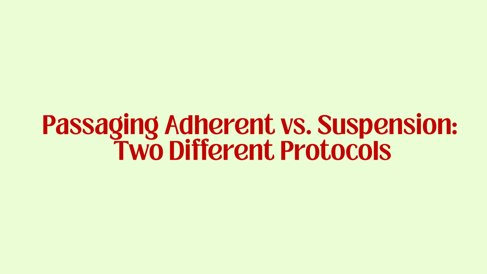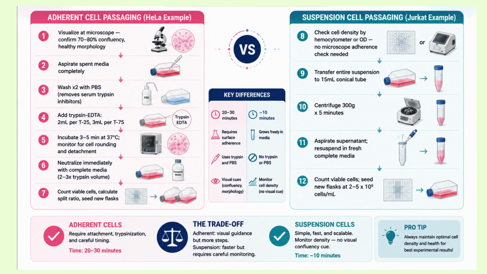Passaging adherent versus suspension, two different protocols. Adherent cell passaging, HeLa example. 1. Visualize at microscope, confirm 70 to 80% confluency, healthy morphology. 2. Aspirate spent media completely. 3. Wash x2 with PBS, removes serum trypsin inhibitors.